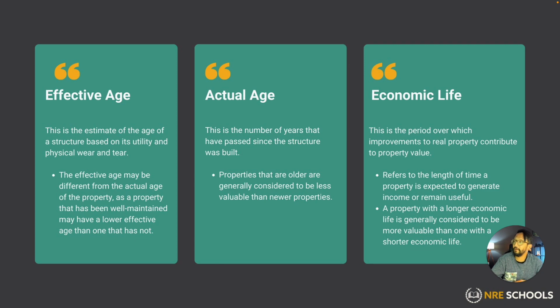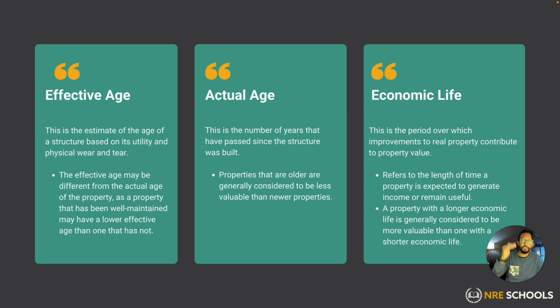It's going down. So the effective age, as it says here, may be different from the actual age of the property, as a property that is well maintained will have a lower effective age than one that is not. So if a property is maintained real well, it has a low one. If it's not maintained and let go, it has a high one. The actual age is the number of years. So if it was built in 1968 and it's 2023, whatever the age is between that is the actual age. The effective age has to do with the condition.